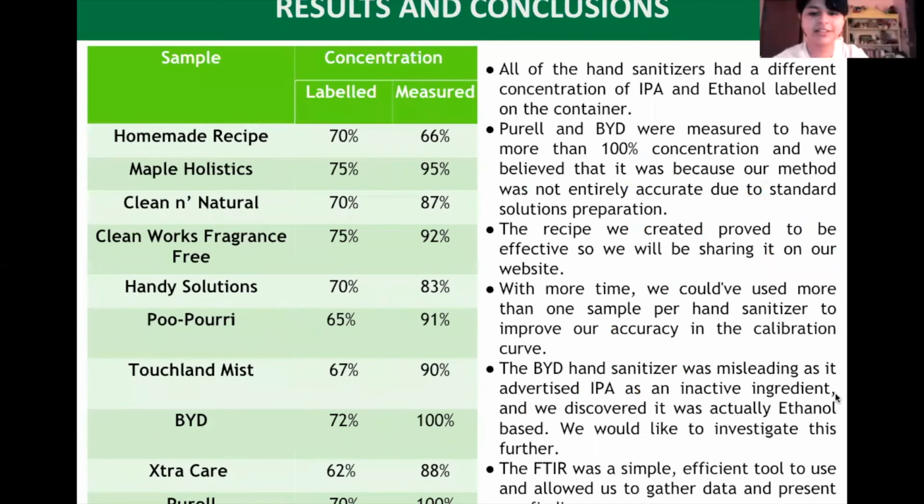Ruth will now be talking about our final results and conclusions. All of the hand sanitizers we tested did not have labels that matched their tested alcohol content. We also measured more than 100% alcohol concentration in 2 hand sanitizers. The homemade recipe we followed proved to be effective and will be shared on our website.